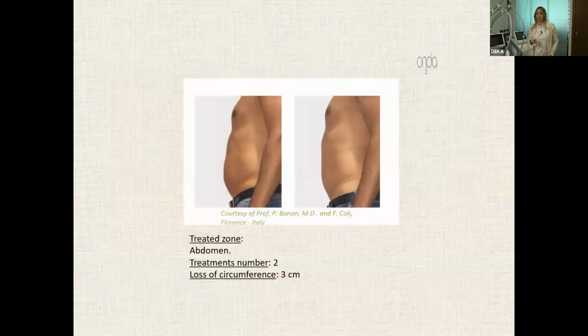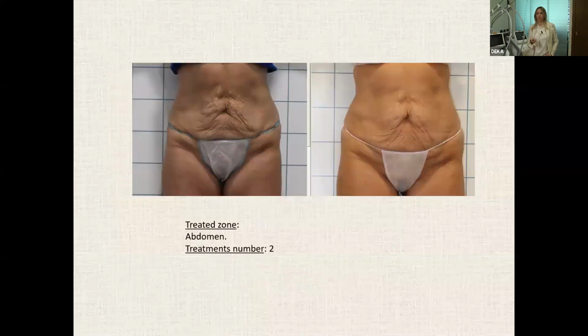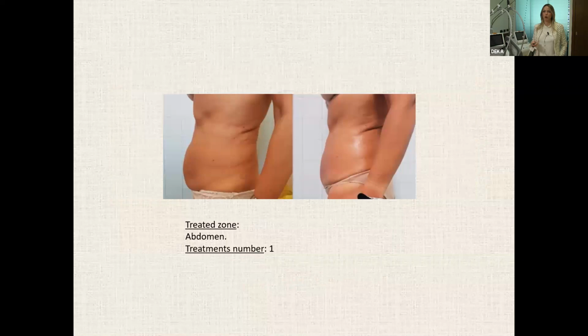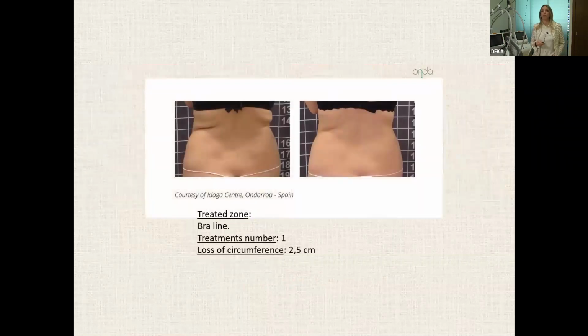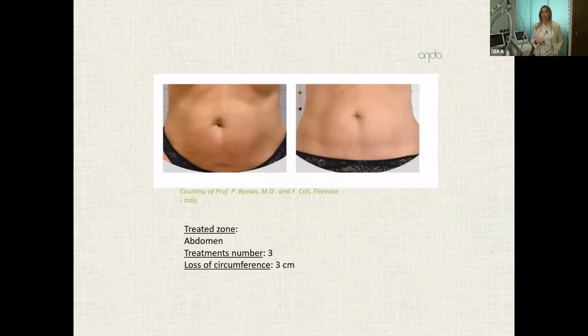in two treatments. Two treatments for him. Two treatments, she needs more, but anyway, reaching this kind of efficacy with radio frequency is totally impossible. After one treatment, she's the same patient, sorry. This is the flank area, the brow line area, she lost 2.5 centimeters after one treatment.